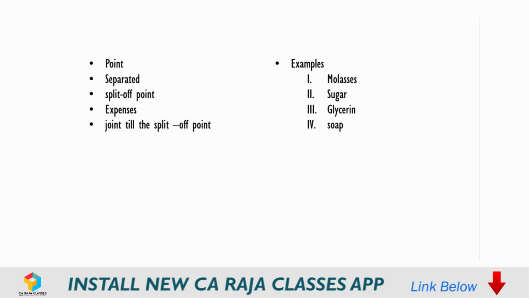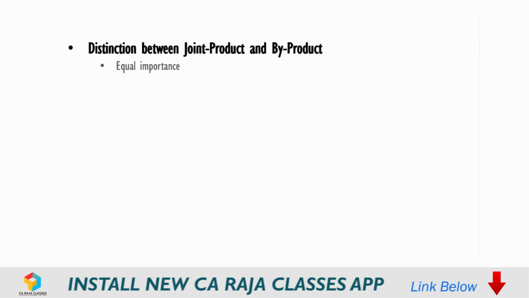Okay, and let's conclude this introductory session with understanding the distinction between the joint product and byproduct. The main point of distinction could be: number one, the joint products are products of equal importance, whereas byproducts are of say small economic value. Joint products are produced simultaneously, but the byproducts are produced incidentally in addition to the main products.